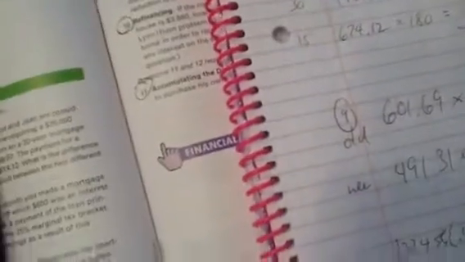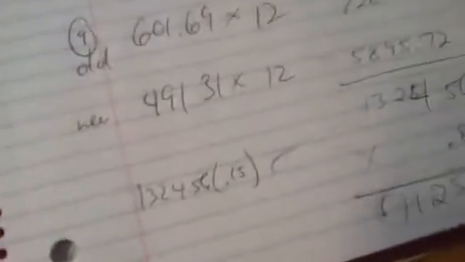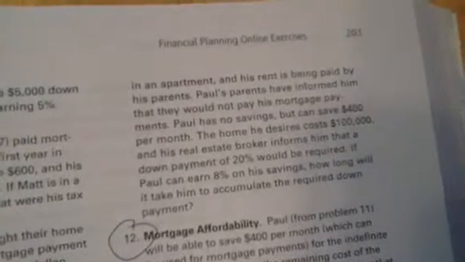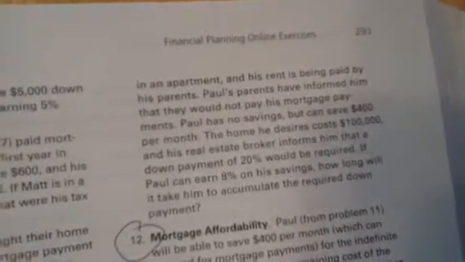All right, let's do two more, both with the time value of money calculator, because we haven't done too many of those for a while, and it is important. So this is about Paul and buying a house. This is number 11. It's on page 293. Paul wants to purchase his own home. He currently lives in an apartment, and his rent is being paid by his parents. Paul's parents have informed him they will not pay his mortgage payments. Now, that sounds kind of crazy.